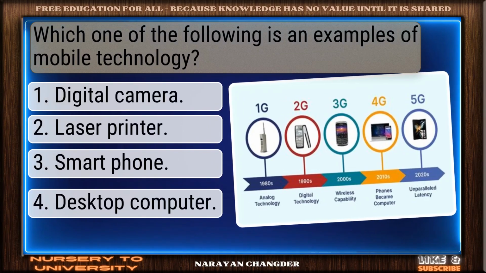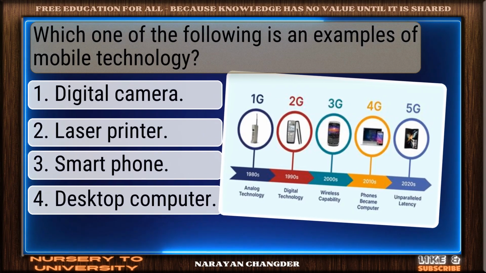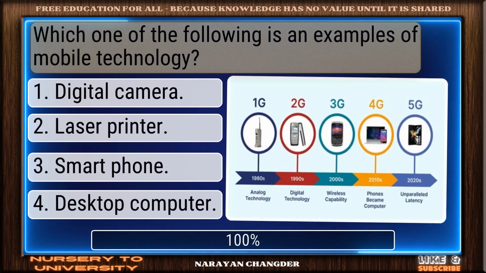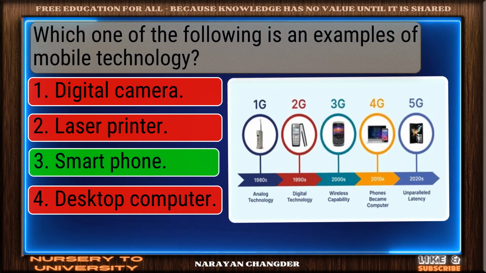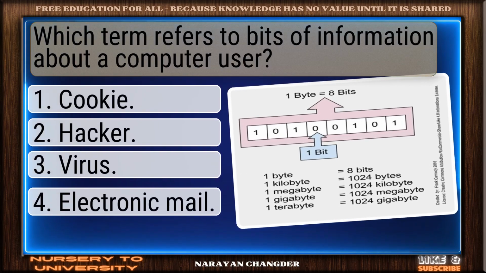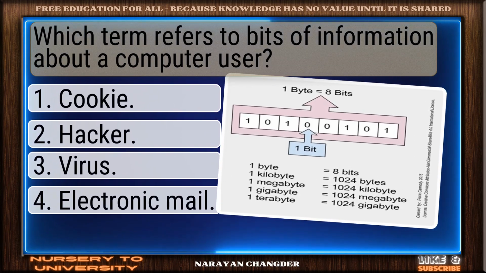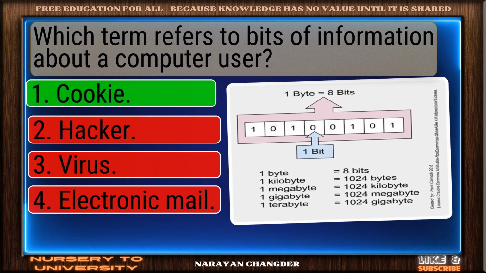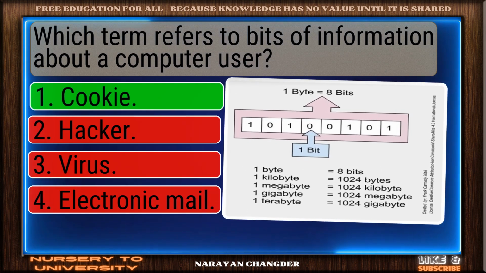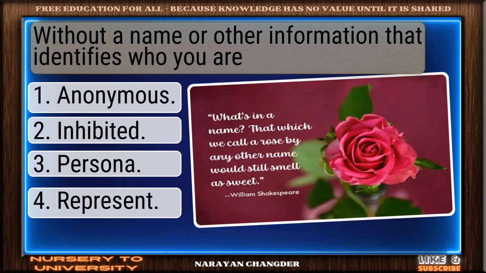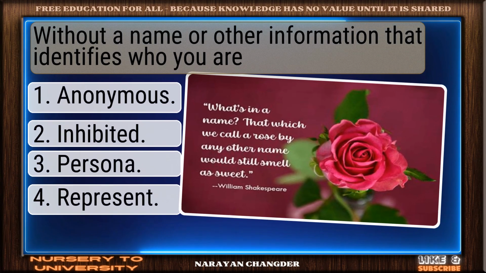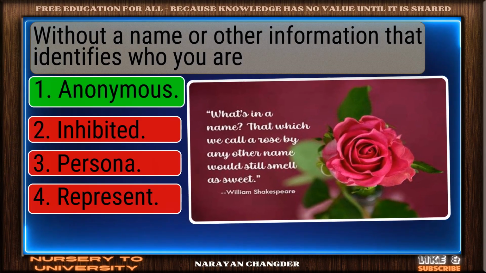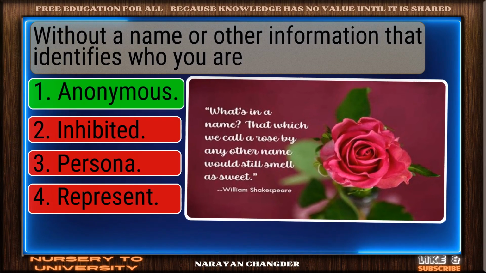Which one of the following is an example of mobile technology? Excellent choice. Smartphone is right. Which term refers to bits of information about a computer user? Valid point. Cookie is true. Without a name or other information that identifies who you are. Perfect. Anonymous is the one.